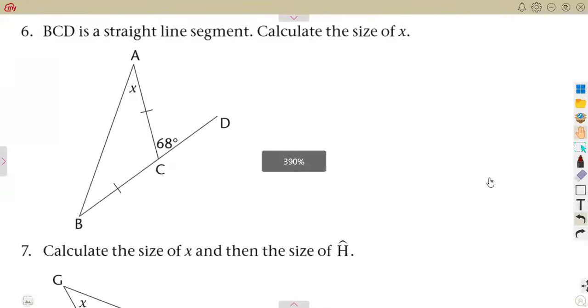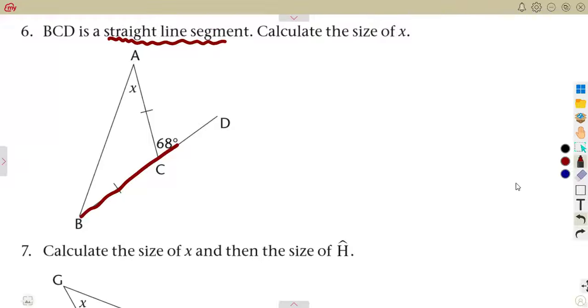Number 6, you are given BCD is a straight line segment. This is a straight line. That is what you're told. And what is it that you understand? Angles on a straight line add up to 180 degrees. All right, which is fine. Calculate the size of x, which is this x that we are seeing here.